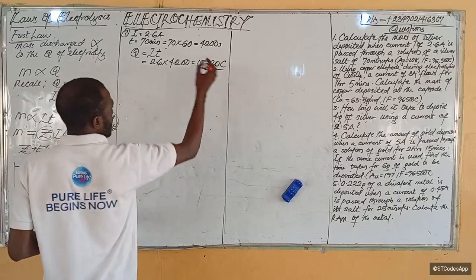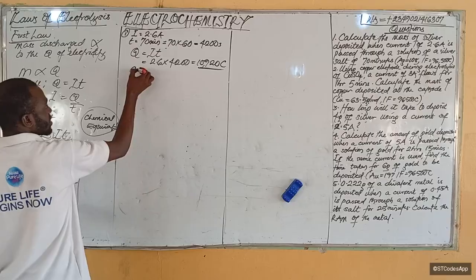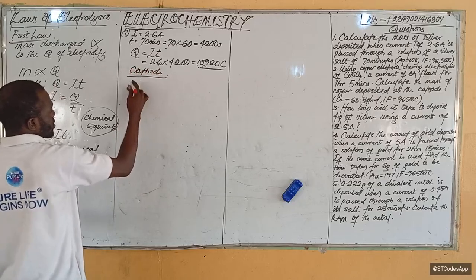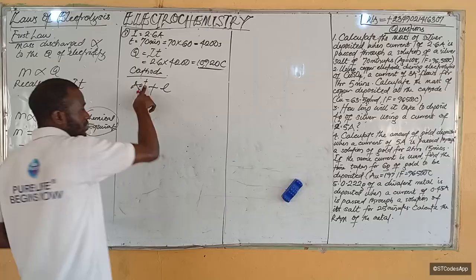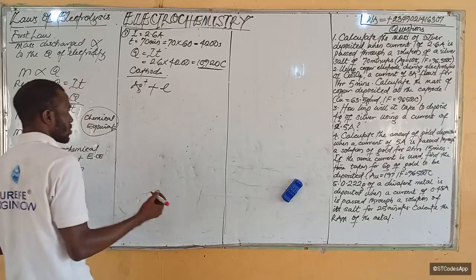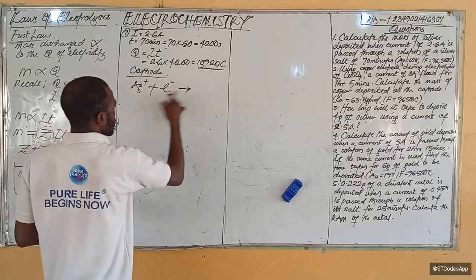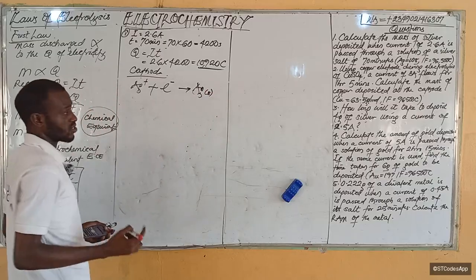So now, how is silver being discharged? This is the way it is being discharged at the cathode. The cathodic reaction will look like this: Ag plus is being discharged, that's why you must know the charge. You must know the charge. Ag plus e minus, if you gain an electron, it becomes Ag solid. Is that okay? So this is how it's being discharged.